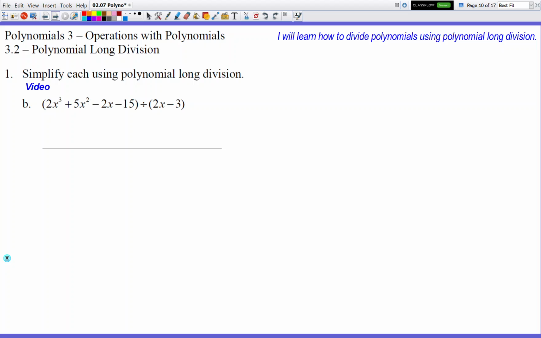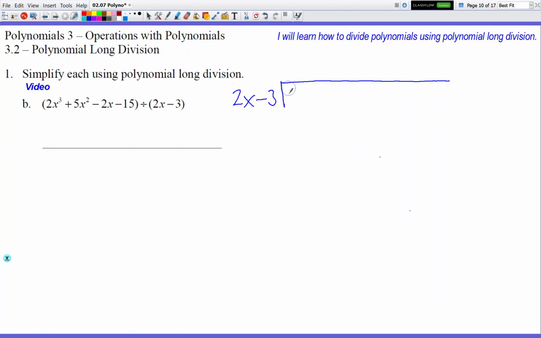Let's go on to problem number 2. I'm going to set it up the exact same way. I'm going to draw my division symbol, my long division symbol. I'm going to put 2x minus 3, whatever's after the division sign, on the outside, and whatever's in front of the divide sign is going to go on the inside. Sorry, I think I said minus sign last time; I was supposed to say division sign. So whatever's in front of your divide sign goes inside your symbol.